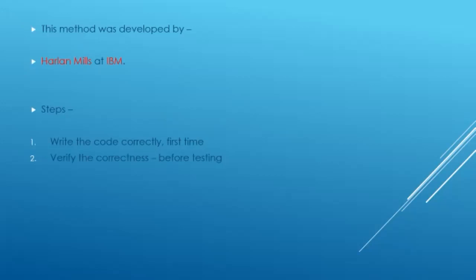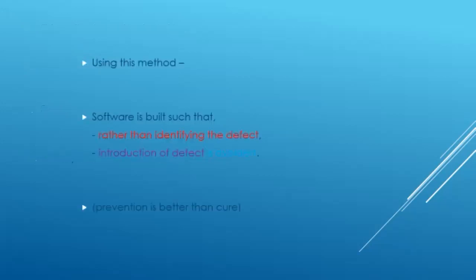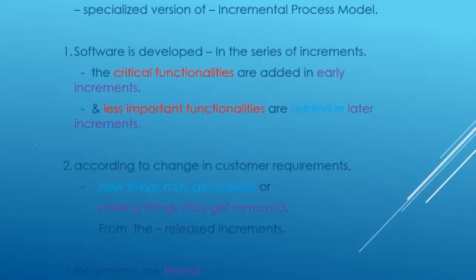Steps. Number one, write the code correctly the first time. Second, verify the correctness before testing. Using this method, software is built such that rather than identifying the defect, the introduction of defects is avoided. Prevention is better than cure.